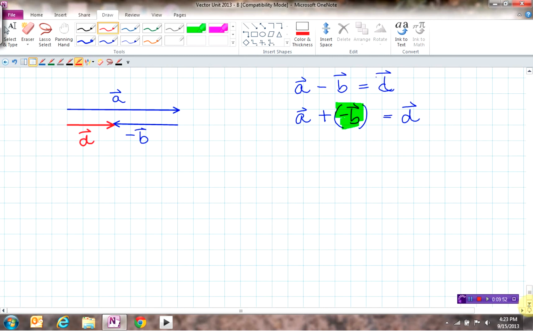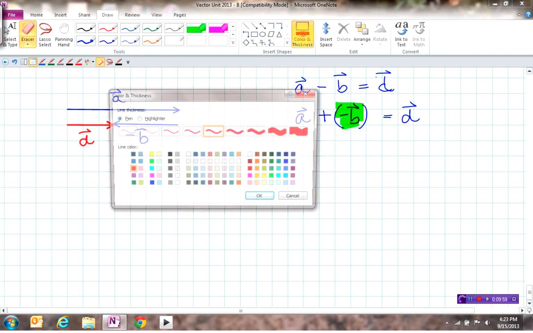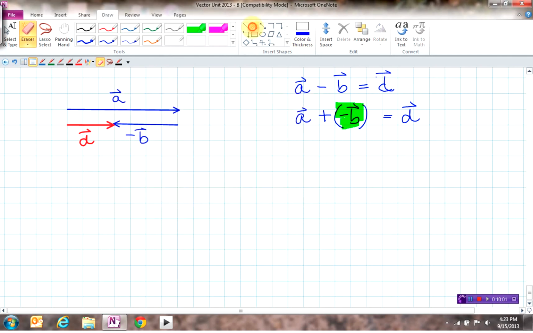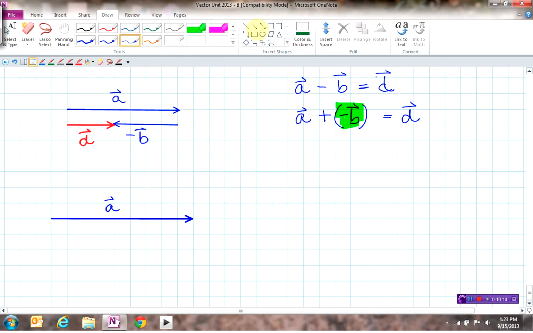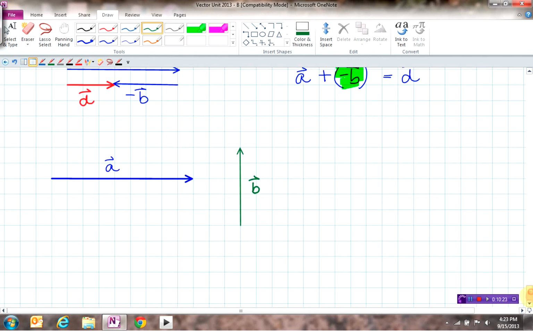Let's take two more vectors. I'm going to call them A and B again for the sake of it. Let's go back to blue. And because I have no imagination, we're going to call this vector A. And we're going to call this vector B. Okay? There are two vectors that I want you to do.